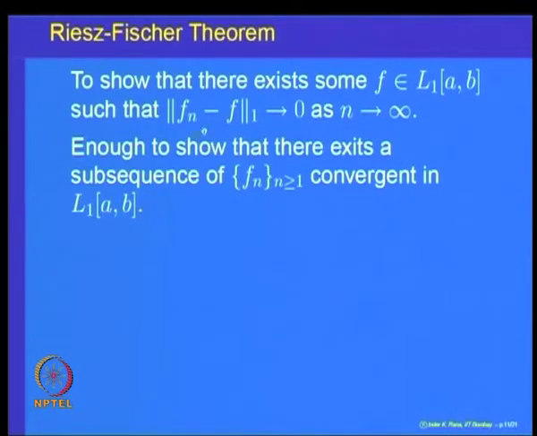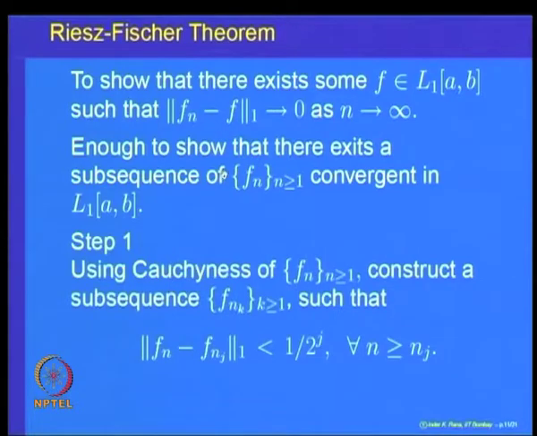So, to show that f_n is convergent in the L1 metric, where f_n is a Cauchy sequence, it is enough to show that there exists a subsequence of the Cauchy sequence which is convergent. That will prove that the sequence is convergent. So, we have to produce a subsequence of f_n which converges to a function in L1. Let us look at the first step of our construction.